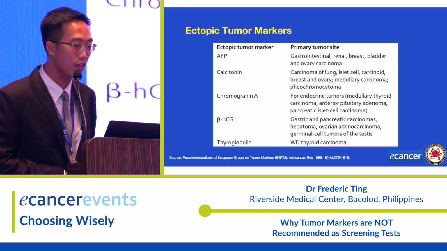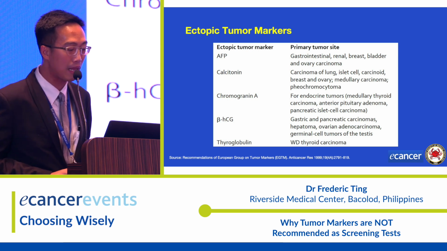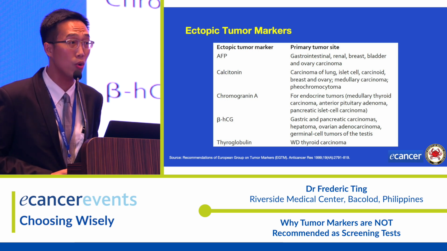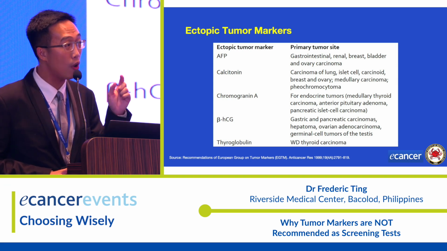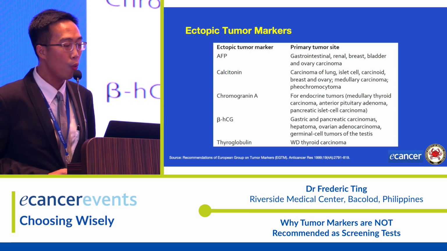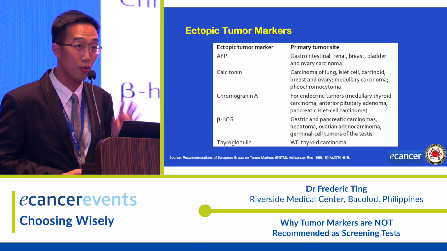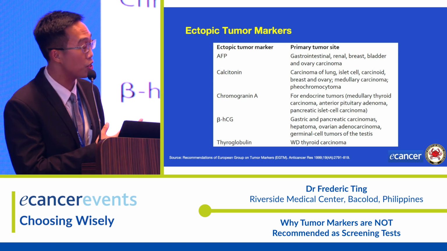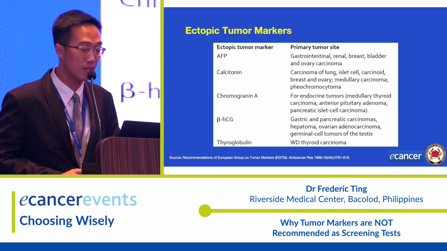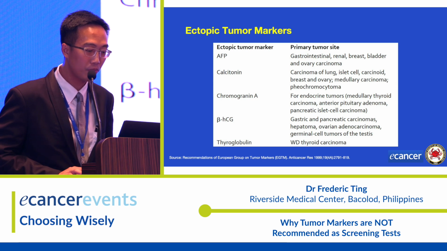So elevated AFP could be associated with GI malignancies, renal, breast, bladder, and ovarian carcinoma. The presence of ectopic tumor markers is also one proof why we never base our diagnosis on tumor markers alone. It should be in consonance or in relation to the other diagnostic tests. So just remember the concept of ectopic tumor markers.